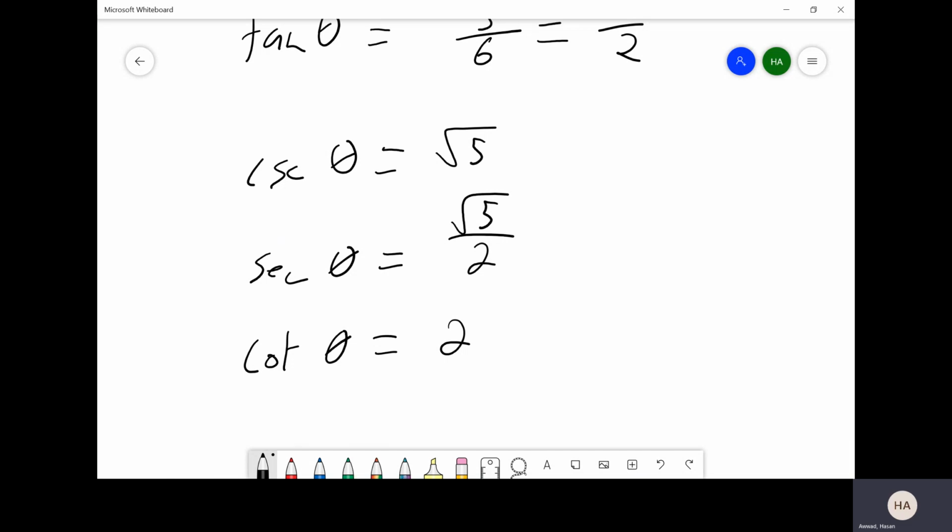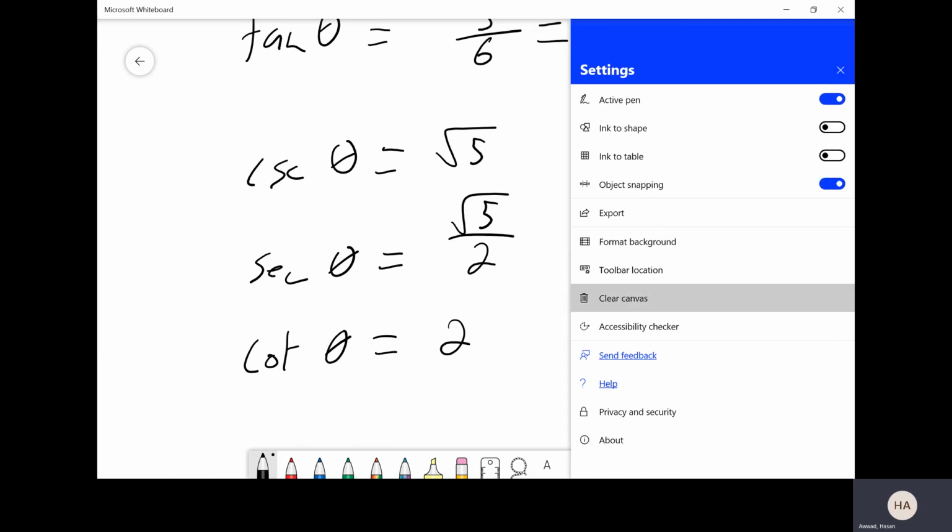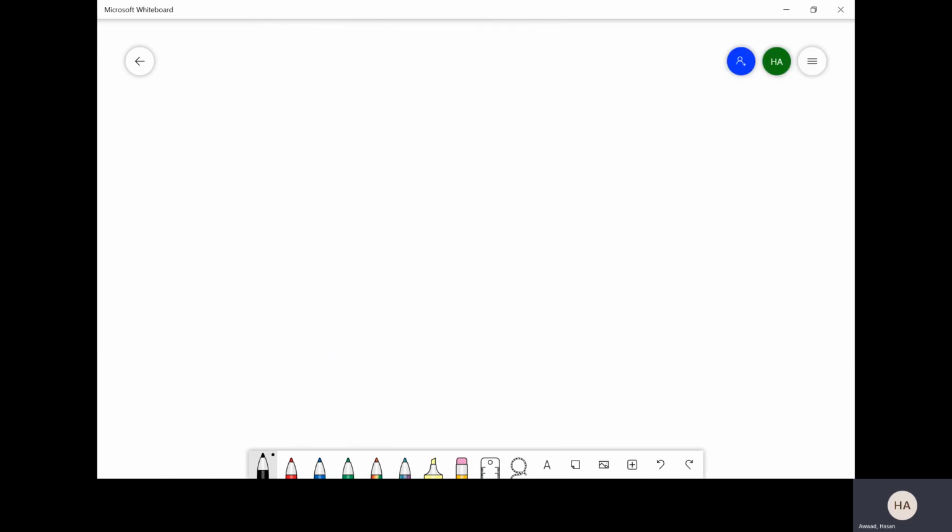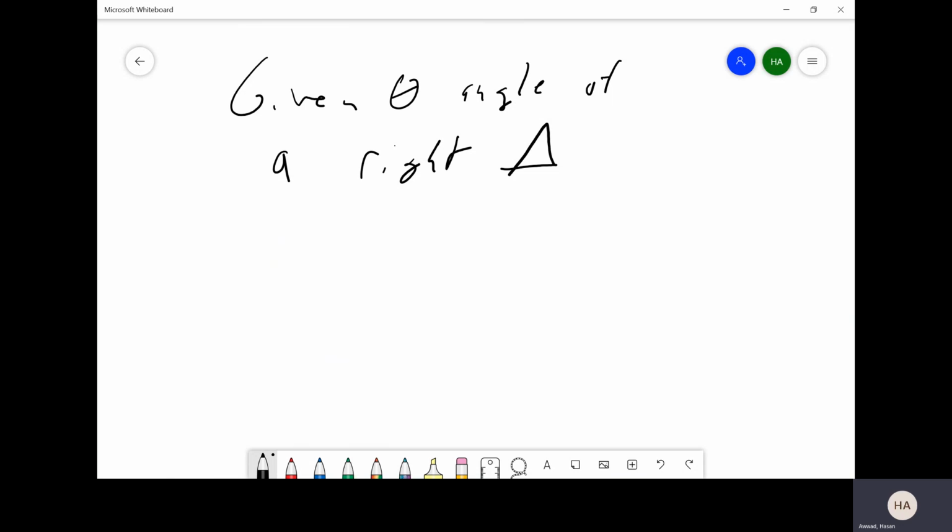Our known value is going to be only one of them. And with that one, we're actually going to be able to deduce all of the other 5. Okay, so let's start with this. Let's say given theta is an angle of a right triangle with cosine of theta equaling 1/3.